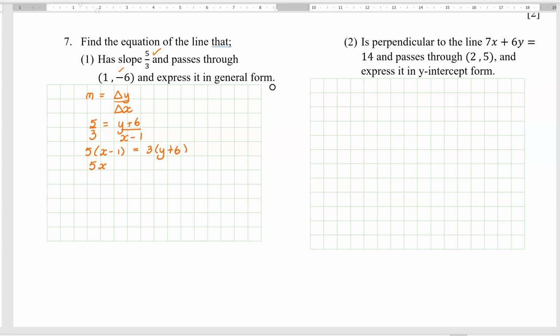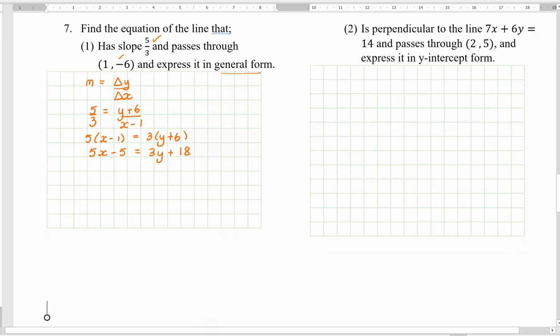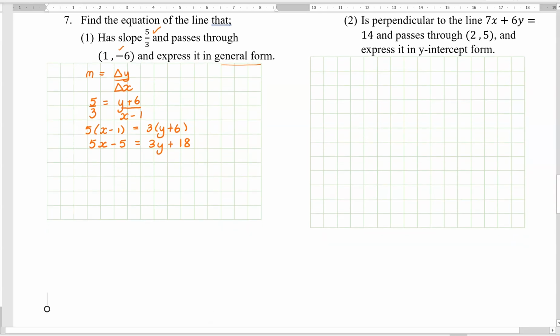5x take 5 equals 3y. 3 6s are 18. Now make sure we read the question at this point. It's asked for general form, so that means we're going to keep the 5x where it is.